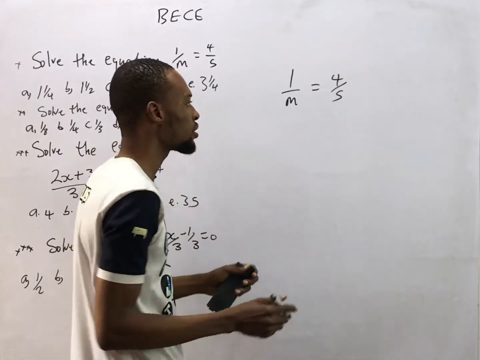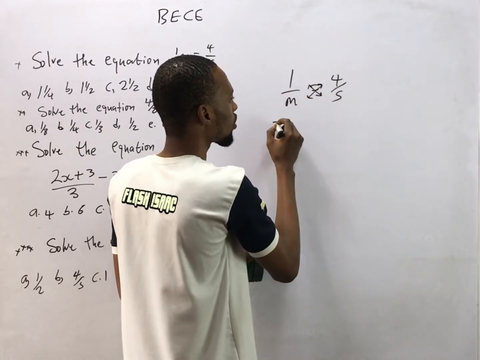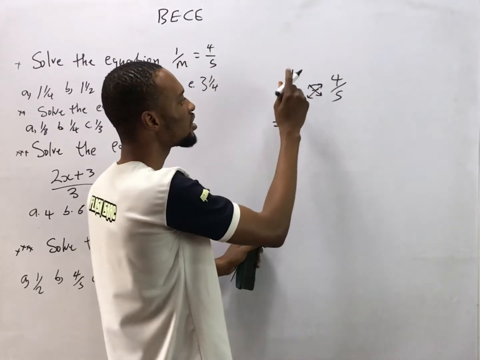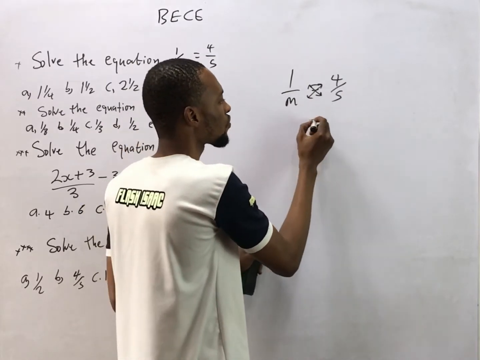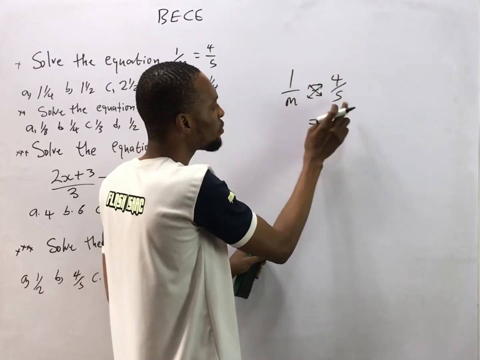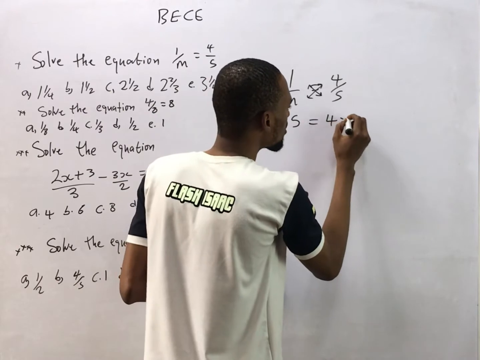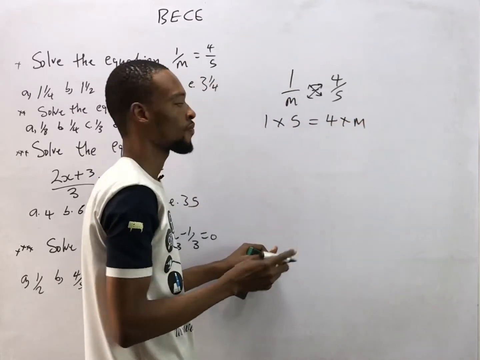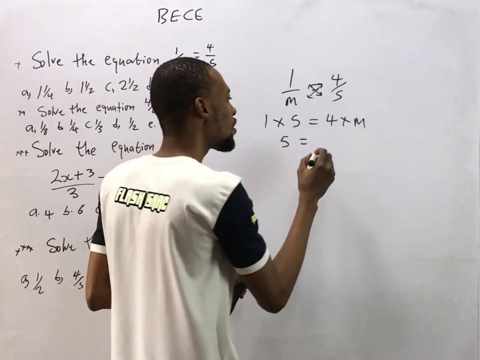And what is cross multiplication? You draw something like this either in your mind or in a rough sheet, or you say cross multiply. It means what is here multiplied by this equals what is here multiplied by this. So 1 times 5 is equals 4 times m. 1 times 5 is 5 equals 4 times m is 4m.